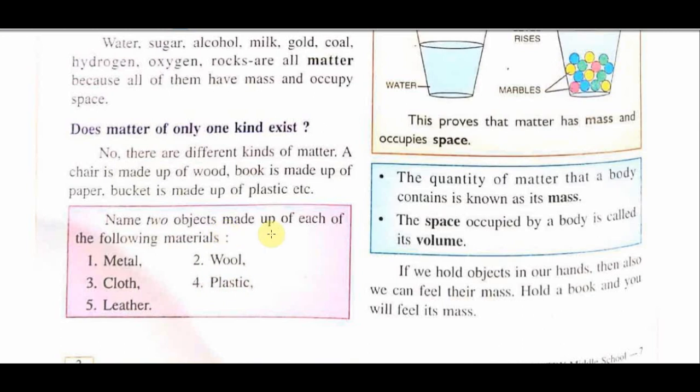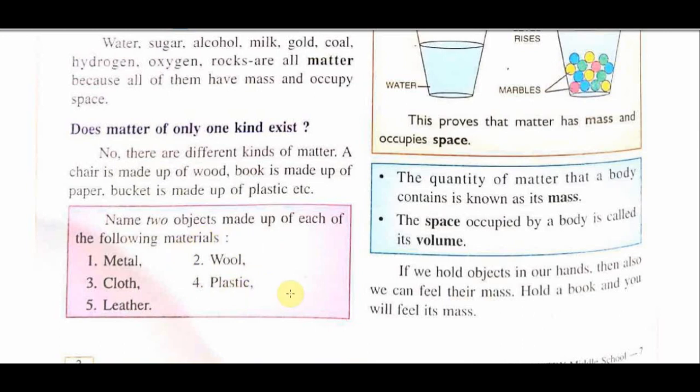Name two objects made up of metal, wool, cloth, plastic, leather. We can say that metallic objects are a bucket, a vehicle seat. There are plastic materials also, like a pen, a bucket, a chair. So students, please look at this left hand side box and try to memorize some points in the matter definition and try to answer these questions.